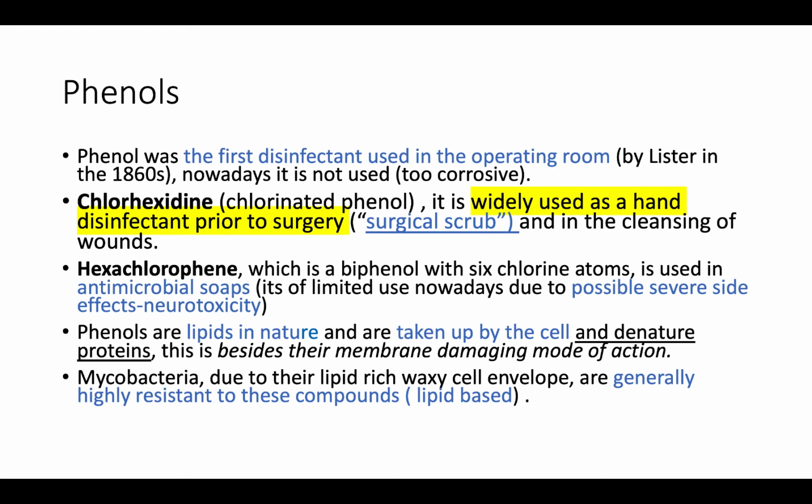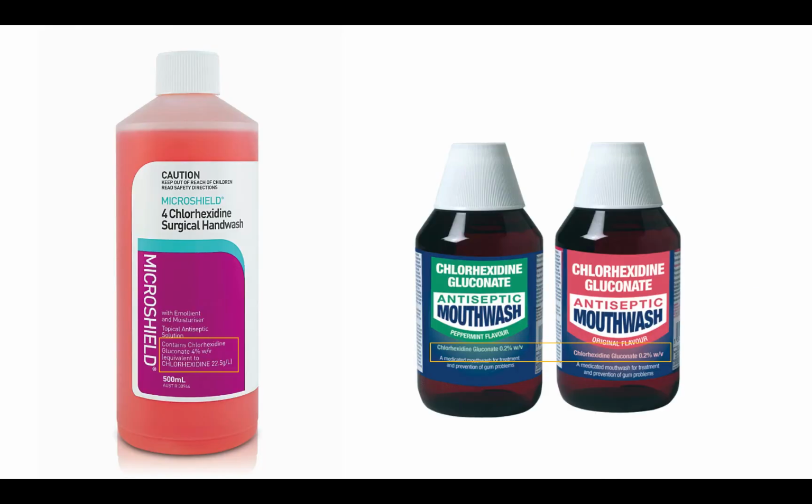They are lipids in nature and taken up by cells, and they can denature proteins as well. Again, mycobacteria with the lipid-rich waxy envelope are generally highly resistant to these compounds. So you need, because of the high lipid base, يعني has too much lipid that it is more harder to deal with them. It can still kill them, but it is more resistant.